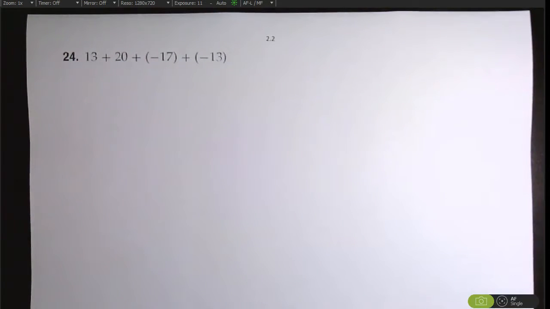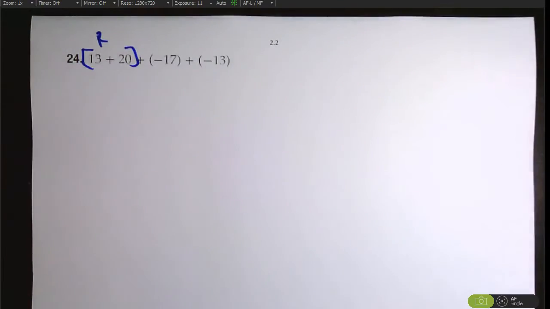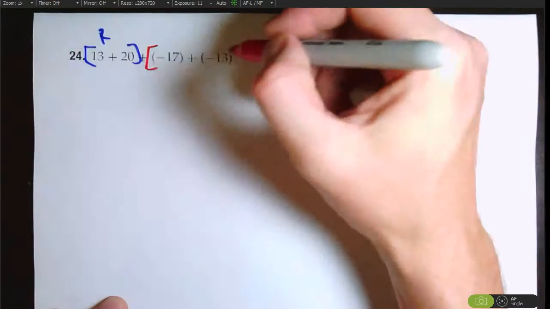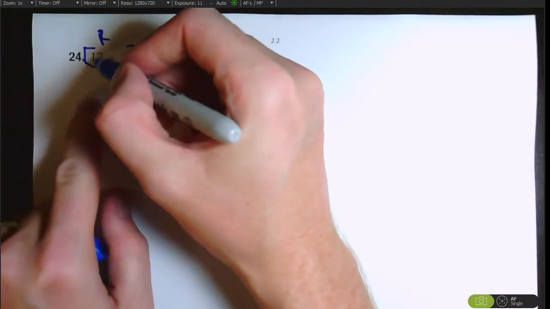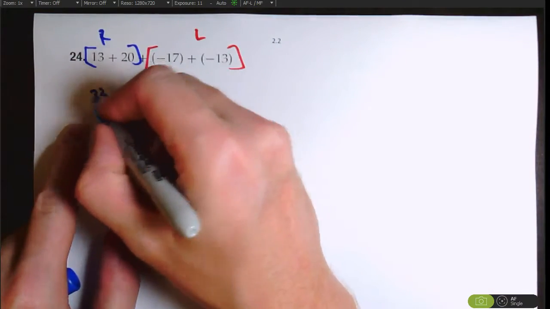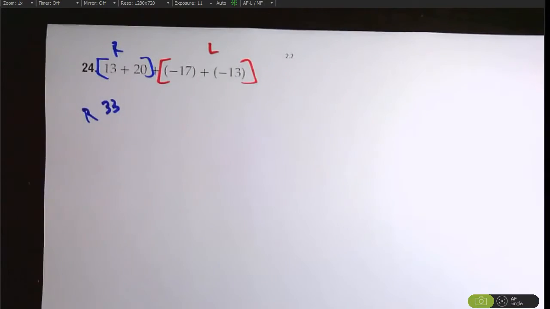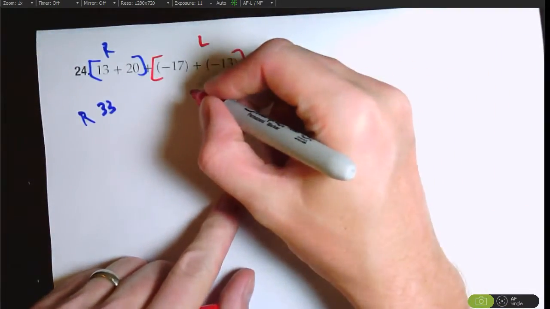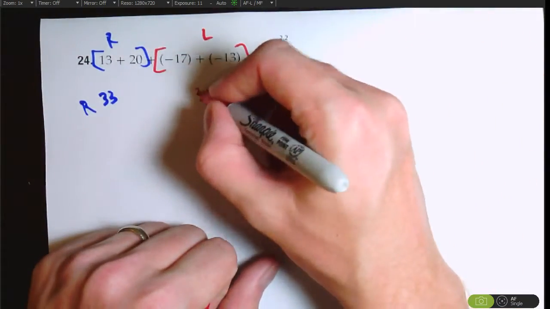Okay. Now 24, this is when we have multiple numbers. My rule for multiple numbers is always group the positives together, group the negatives, because again, thinking about the directions, these are the ones that went to the right. These are the ones that went to the left. So how many to the right did I go? Well, 13 plus 20 tells me I went 33 right. Negative 7, how much to the left did I go? Well, negative 17 and negative 13, if we ignore the signs, 17 and 13 is 30. So I went 30 to the left.